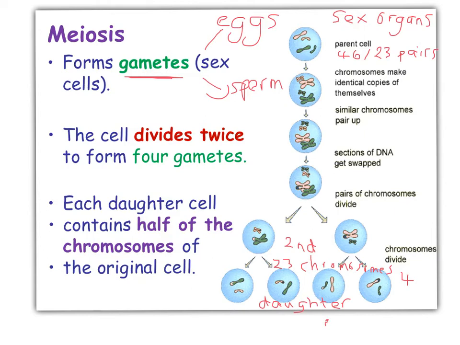So if the sex organ was the ovary, then the 4 daughter cells would be eggs. If the sex organ was the testes, then the 4 daughter cells would be sperm. Now the reason that meiosis has to halve the number is so that during fertilisation the diploid number, the full number, is maintained. So there's 23 pairs of chromosomes or 46 chromosomes in total.